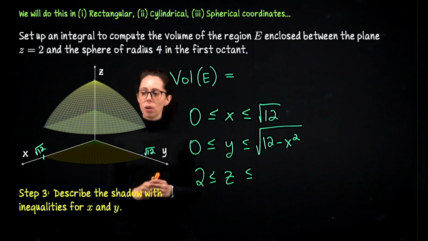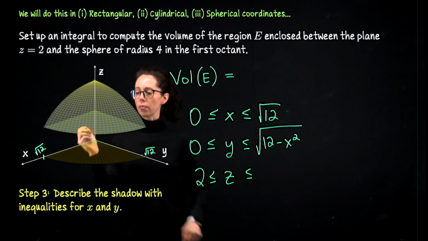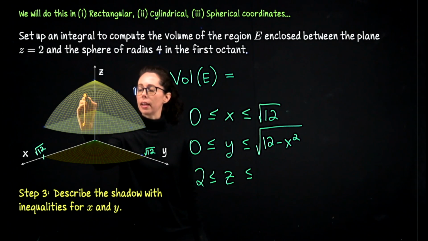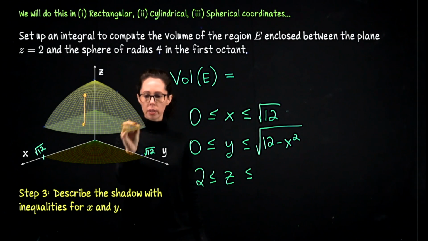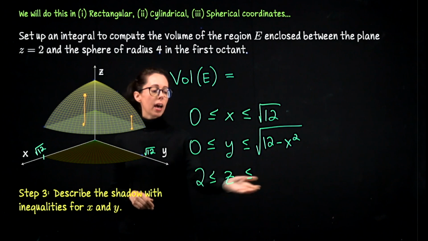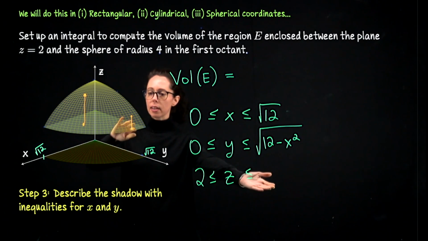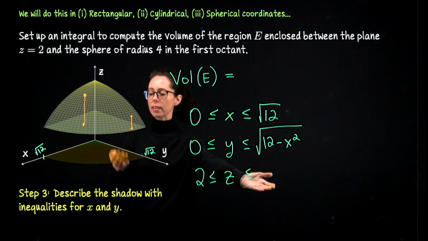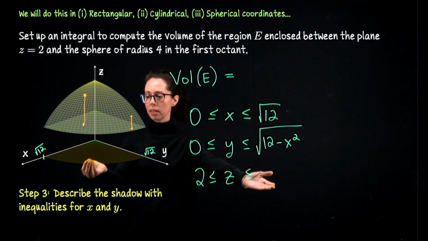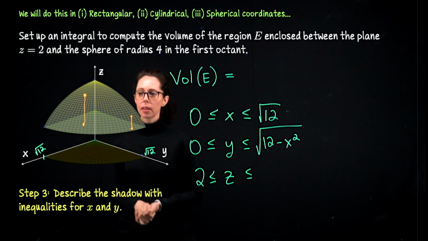We exit when we get to the sphere. So for example, my journey could look like enter here, exit there. More towards this corner, it's like enter here, exit there. So the upper bound for z needs to come from how z varies as a function of x and y, because where we exit depends on where I am in this disk.